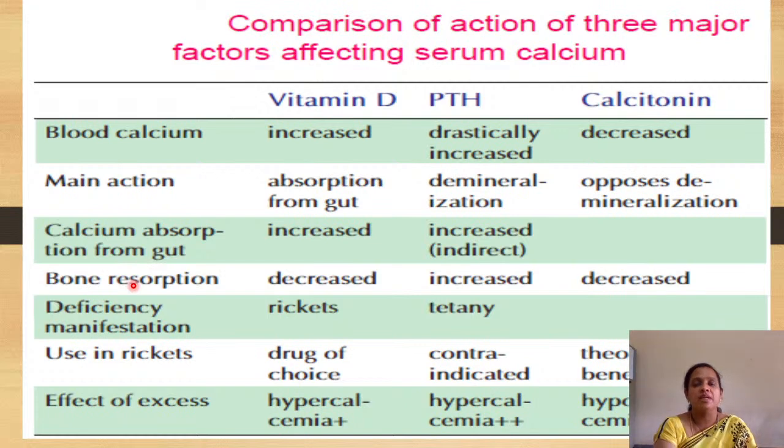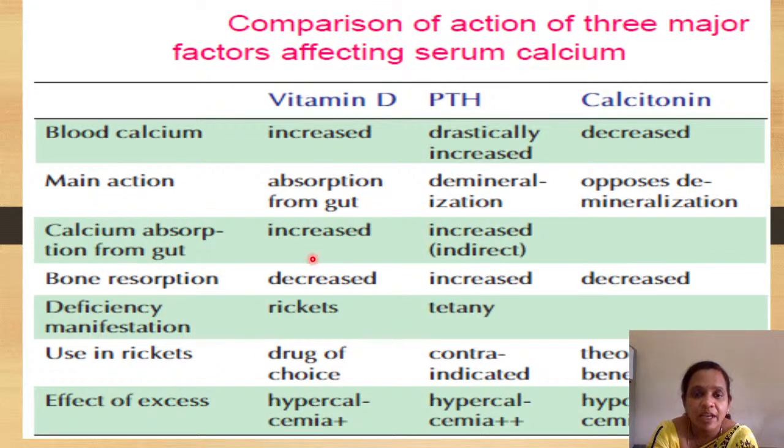Calcium absorption from the gut is increased by vitamin D. It is indirectly increased by PTH, but is not affected by calcitonin. Bone resorption is decreased by vitamin D. Bone resorption is increased by PTH and decreased by calcitonin. Deficiency of vitamin D can cause rickets. Deficiency of parathyroid hormone will cause tetany.